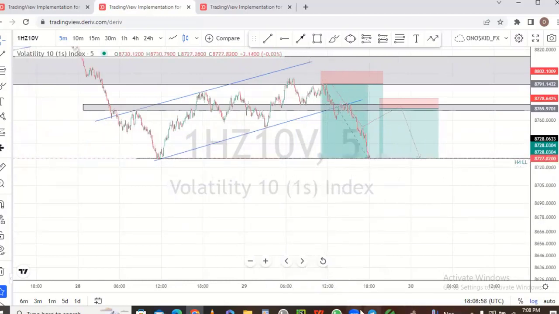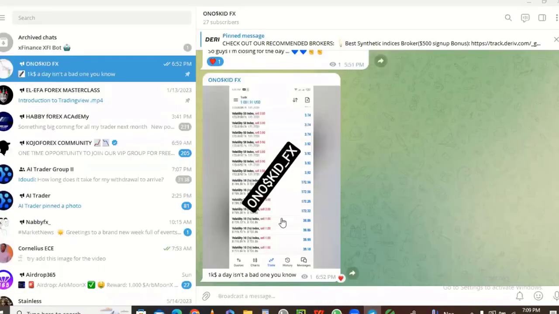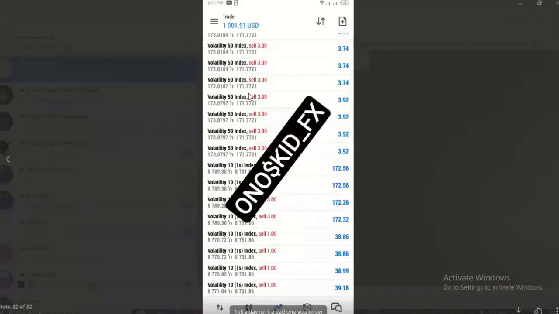Let me show you, because I was updating the Telegram group. So this is actually the trade. You can see this is over 1,000 plus in profit. These are just the two trades I took, and then I started to take partials, closing some positions and leaving the rest to continue.